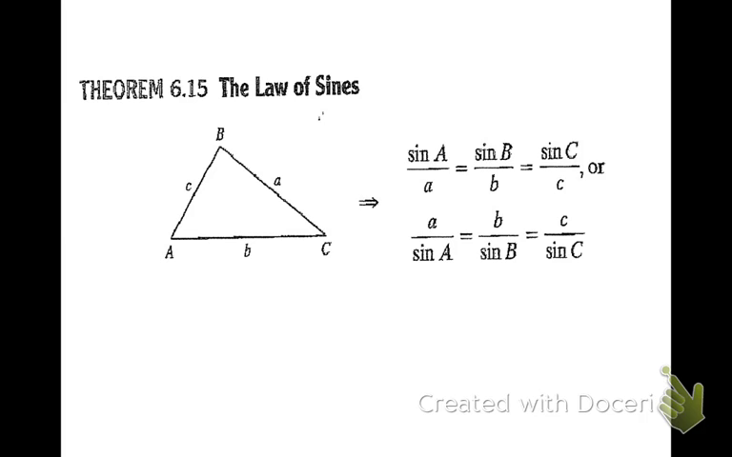So for the law of sines, it says that these ratios are the same: the sine of angle A over a will be the same as the sine of angle B over b, or the sine of angle C over c, or you can invert it. In fact, that's the way they do it in trig, so we'll use this form with the sides on top over the sine of the angle on the bottom. So those ratios are all the same.